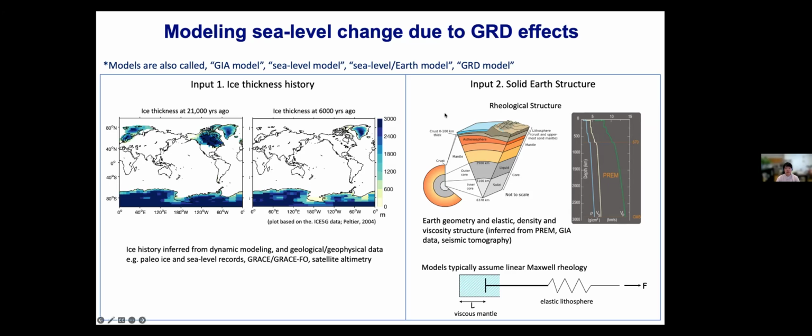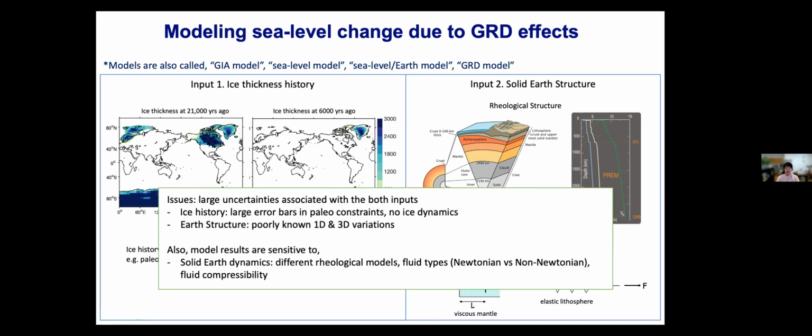The second input is solid Earth structure. Earth's rheological structure is shown here as a schematic. It's not to scale, but we have the crust and lithosphere, asthenosphere, mantle, outer core and inner core, and they all have different rheological profiles. For the GRD effects, what really matters is the lithosphere thickness and the mantle viscosity for the upper mantle and lower mantle. Typically, GIA or sea level models have assumed what is called linear viscoelastic Maxwell rheology. So you have this viscous dashpot, which acts over a long period of time, and the elastic lithosphere spring. When you change mass, there's first an instantaneous response, followed by a very viscous long-term response.